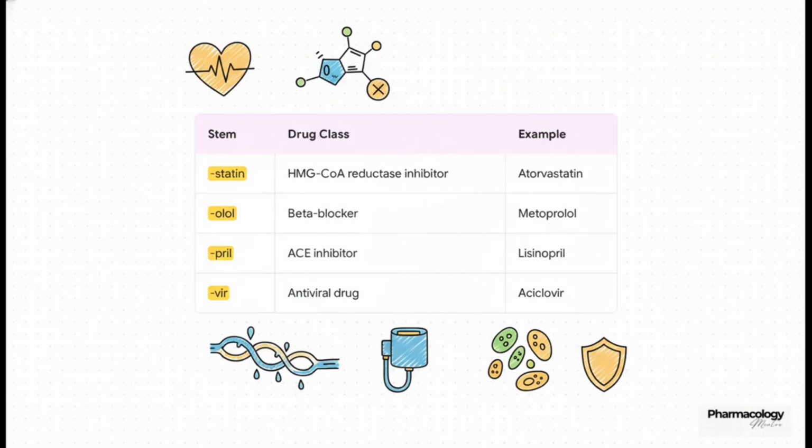And this is our decoder key. See that stem, statin? If you see that, it tells you it's a cholesterol-lowering drug. So if someone is prescribed atorvastatin, you immediately know what it's for. The same thing goes for olol. That means it's a beta blocker, or pril for certain blood pressure meds. It's an incredibly powerful shortcut.